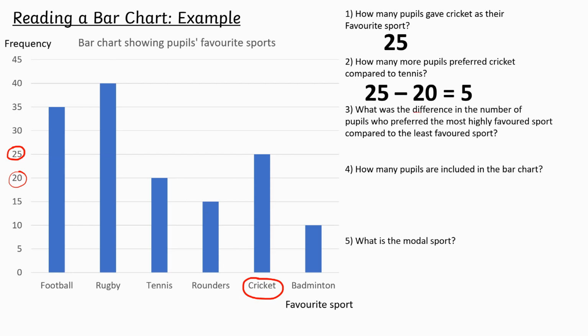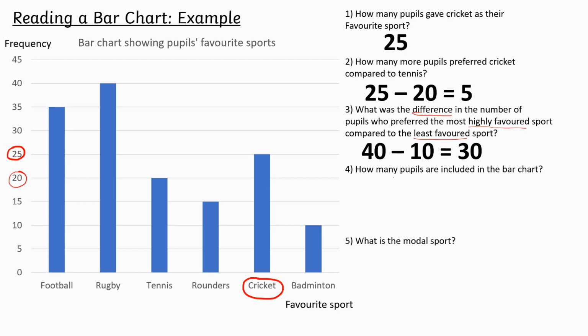If I'm asked what the difference is, what was the difference in the number of pupils who preferred the most highly favoured sport to those who preferred the least favoured sport, I need to look at the highest bar, which is for rugby, and the lowest bar, which is for badminton, and work out the differences in heights, which is 40 take away 10, which is 30.